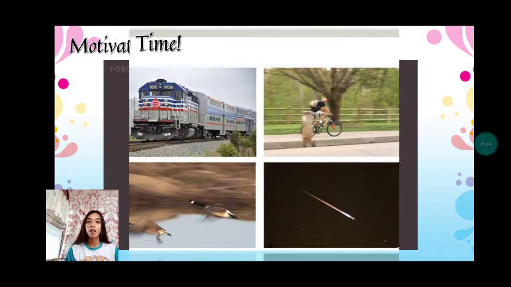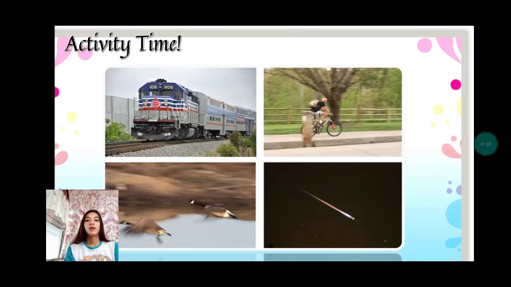So, let's proceed to our activity. In this activity, there are four pictures. The first picture is a train, the second is a man on a bike, the third is a guest that is flying, and the fourth is a meteor shooting. In this activity, you need to investigate what the possible changes could be for the train, the man on a bike, the guest that is flying, and the picture that is shooting. So that is the activity.